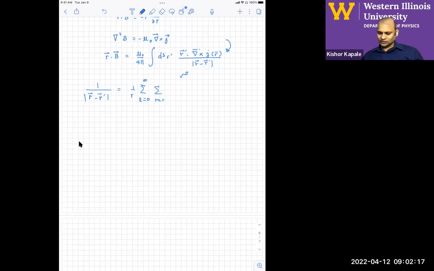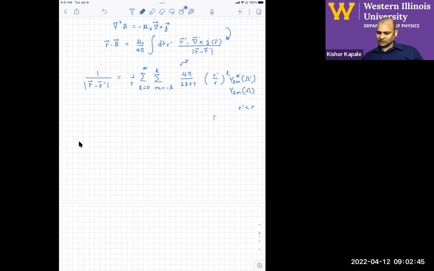You have the sum over L equal to 0 to infinity, and for each L you would have M going from minus L to L. The constant in front is 4 pi over 2L plus 1, and then you have r prime over r to the power L, YLM star of omega prime times YLM of omega, for r prime less than r. And so this is the so-called exterior expansion only.